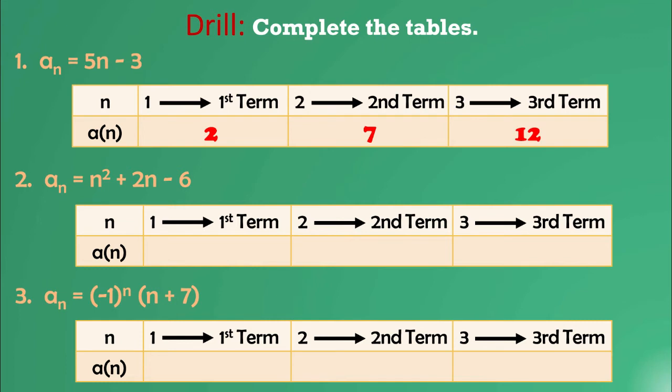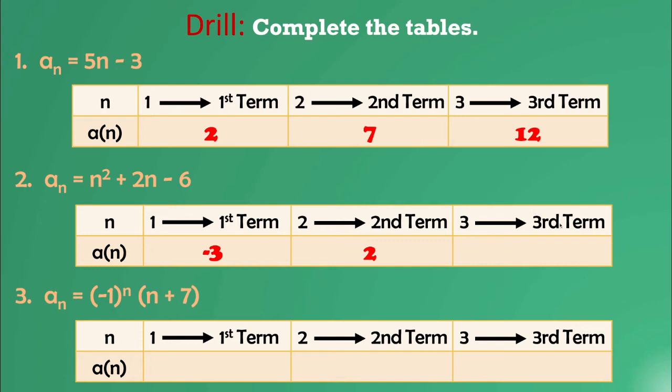So for number 2, just do the same process to get the first three terms. So the first term here is negative 3. How did we get negative 3? Replace all the n's here in the general term by 1. So 1 squared plus 2 times 1 minus 6, that will be negative 3. To get the second term, replace all the n's here by 2. So 2 squared plus 2 times 2 minus 6, that will give us 2.